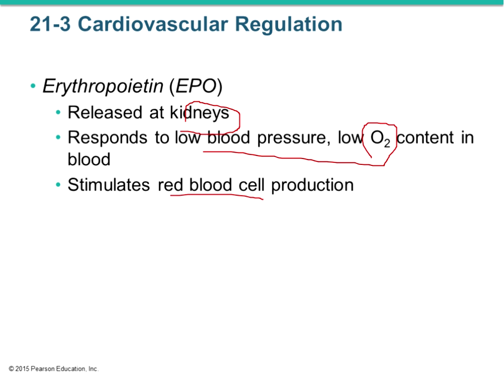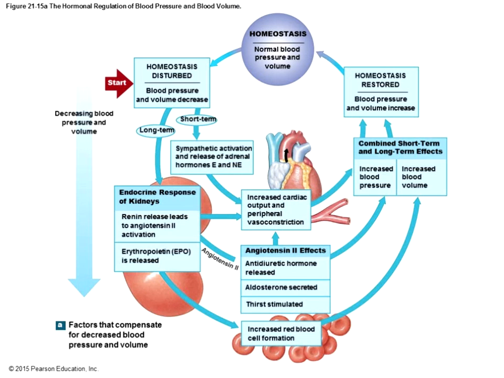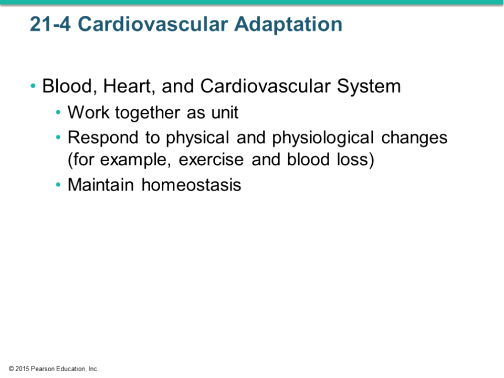That's going to respond to low oxygen content and stimulate red blood cells. That can increase blood volume, which could also increase blood pressure. Okay, and so this just sort of shows those effects. We'll talk more about angiotensin and the role of the kidneys later on in the urinary system. All right, so we can see how this cardiovascular system adapts to changes by either increasing or decreasing heart rate and regulating vasoconstriction, vasodilation. That's the primary method by which the body can alter these pressure systems.